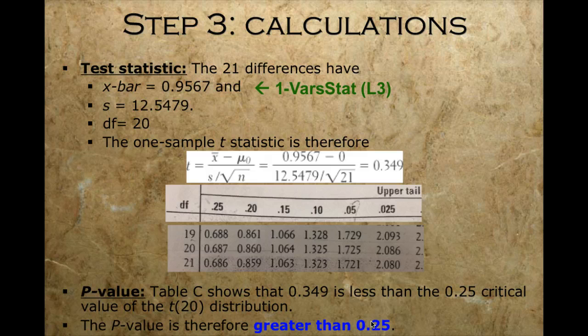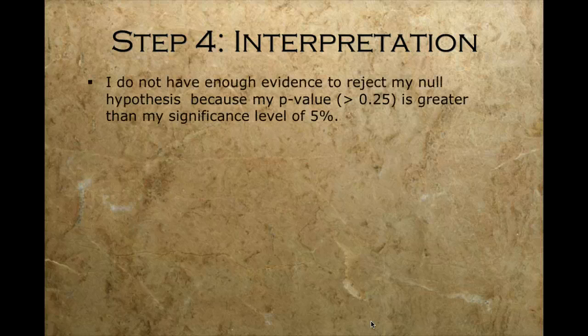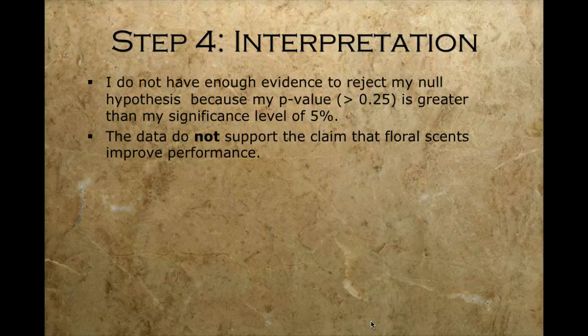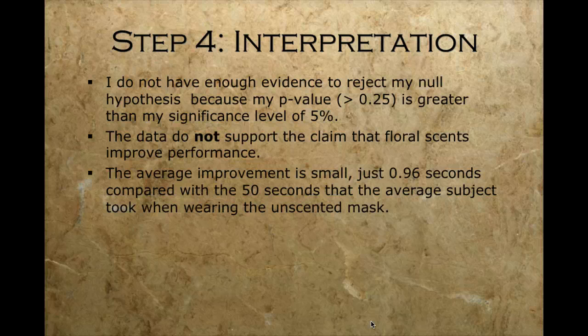Alright, now that takes me to my conclusion. I do not have enough evidence to reject my null hypothesis because my p-value is greater than my significance level of 5%. Therefore, the data does not support the claim that fluorescence scents improve performance. In fact, the average improvement was so small, we saw it was only 0.96 seconds compared with the 50 seconds that the average subject took when wearing the unscented mask. So I can see numerically that it didn't seem to make a really big difference.